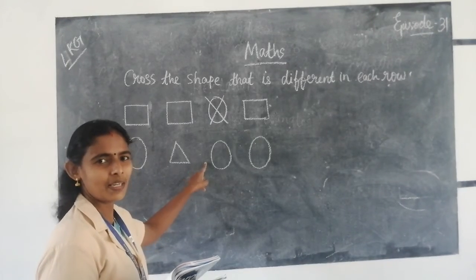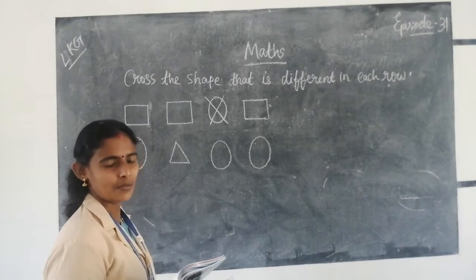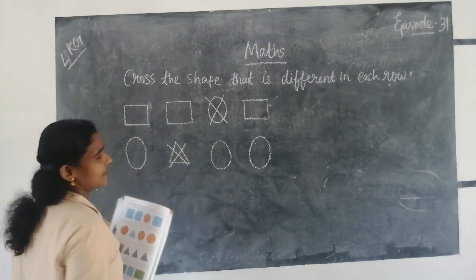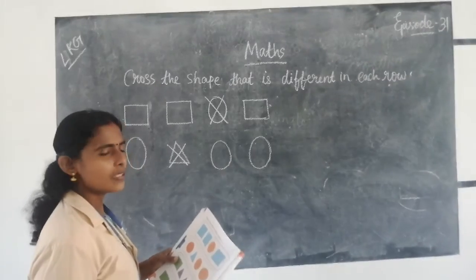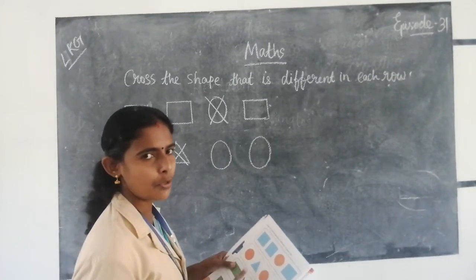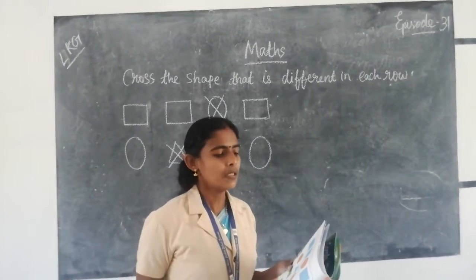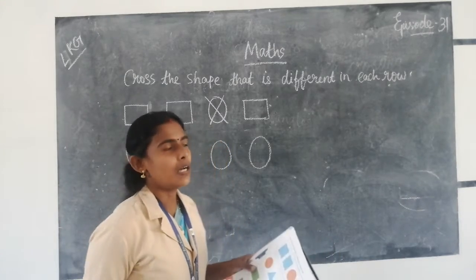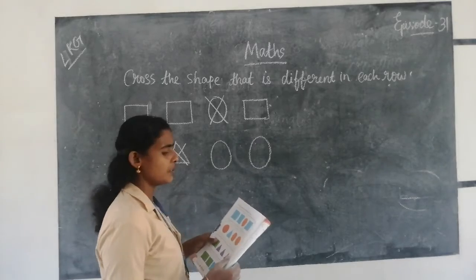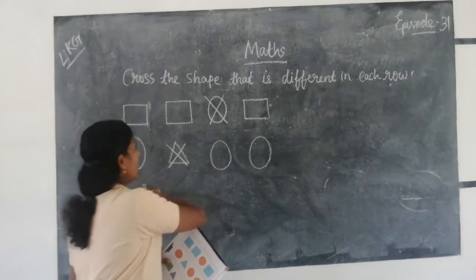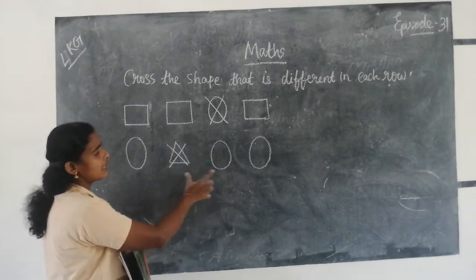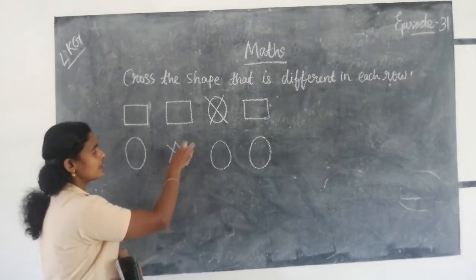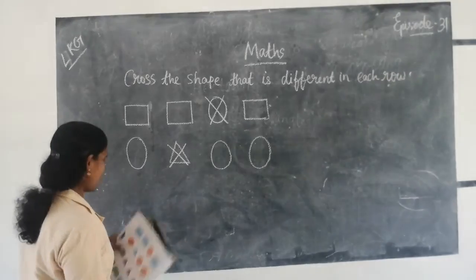The triangle does not match the circles, so it must be crossed. Then, cross the shape that is different in each row. The first box was 3 squares and 1 circle. The circle does not match, so it must be crossed. Then second row was 3 circles and 1 triangle. The triangle does not match, so it must be crossed.